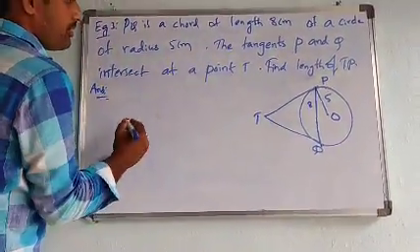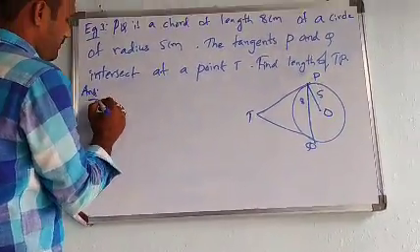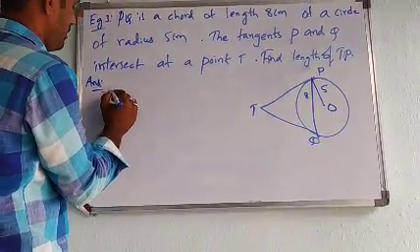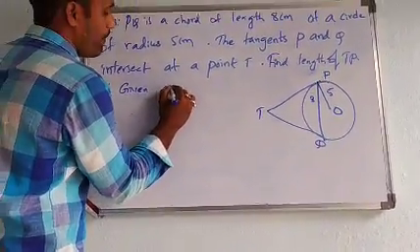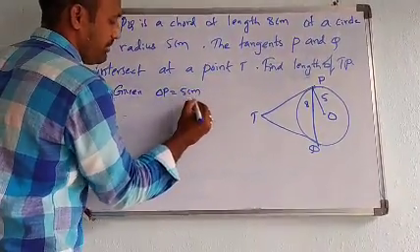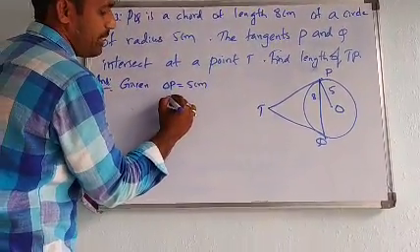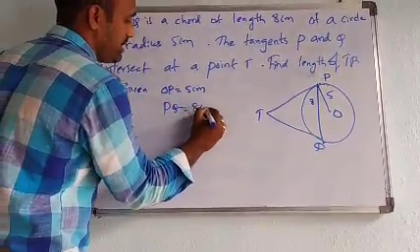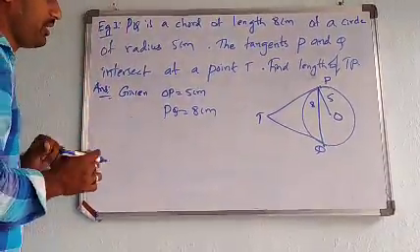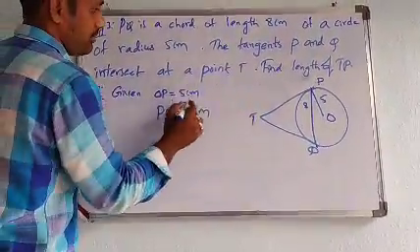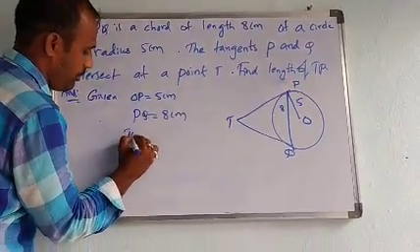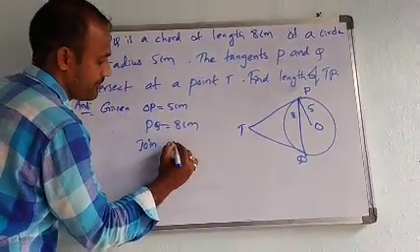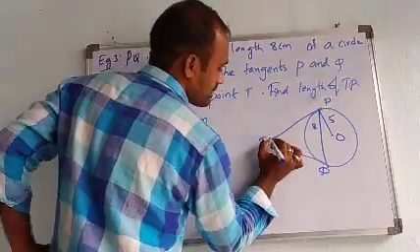Now, if you observe here, given OP is equal to 5 centimeters, which is the radius, and PQ is equal to 8 centimeters, which is the chord. We need to find the PT length. So we will join OT. Let us join OT first.